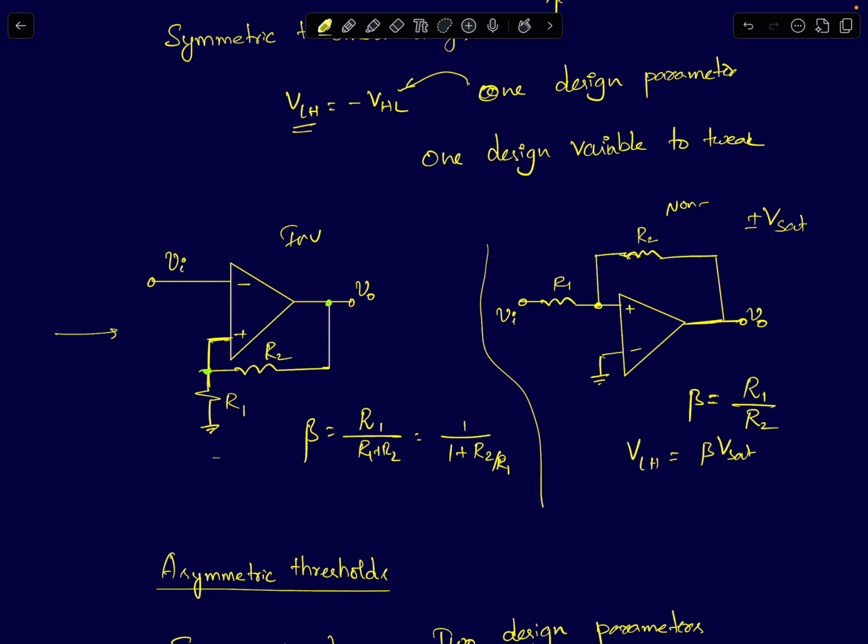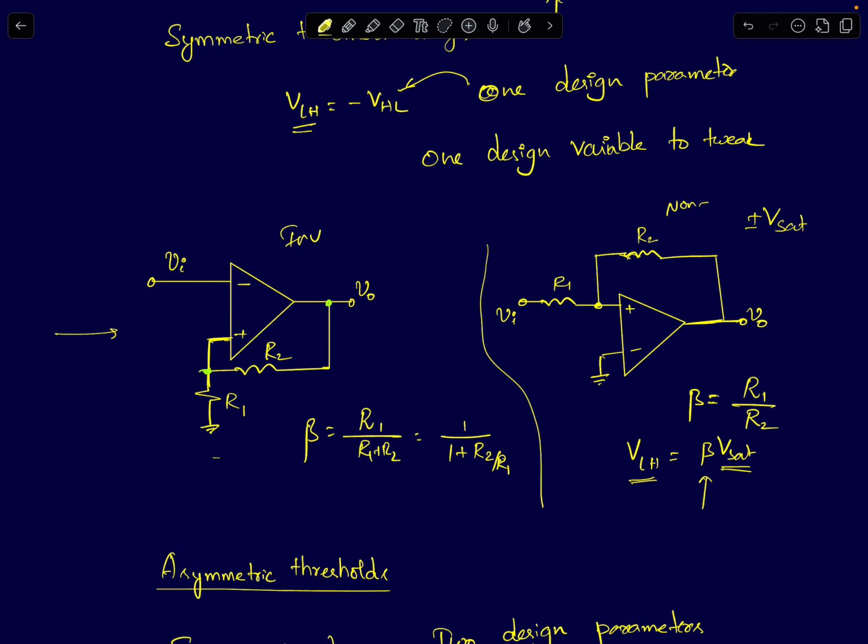As a designer, generally VSAT is fixed. That is determined by, it's usually closer to your supply voltage. So if you are to design the Schmidt trigger for a given threshold voltage, then the value of beta gets fixed. What is beta? Beta is simply the ratio of the resistors R1 and R2. So in this Schmidt trigger architecture, the ratio of the resistances is fixed, but not the absolute value of the resistors.